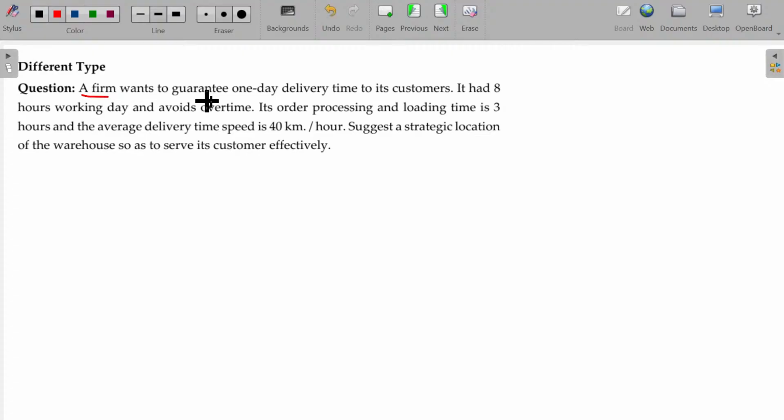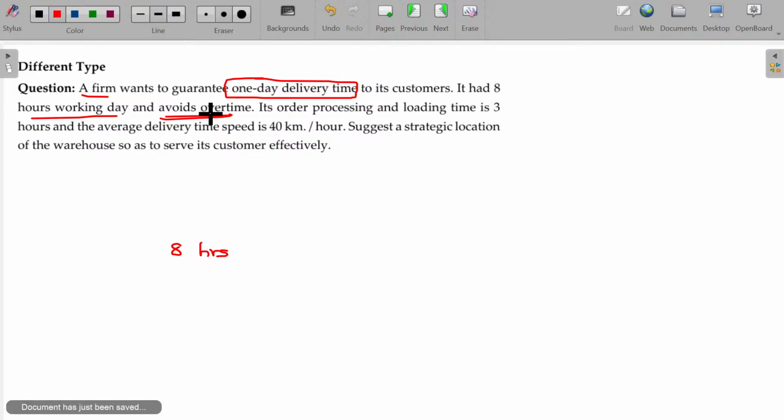A firm wants to guarantee 1 day delivery time. If you order, the firm delivers the goods within 1 day. That's their commitment to its customers. It has an 8 hour working day and avoids overtime. Its order processing and loading time is 3 hours, and average delivery speed is 40 km per hour.